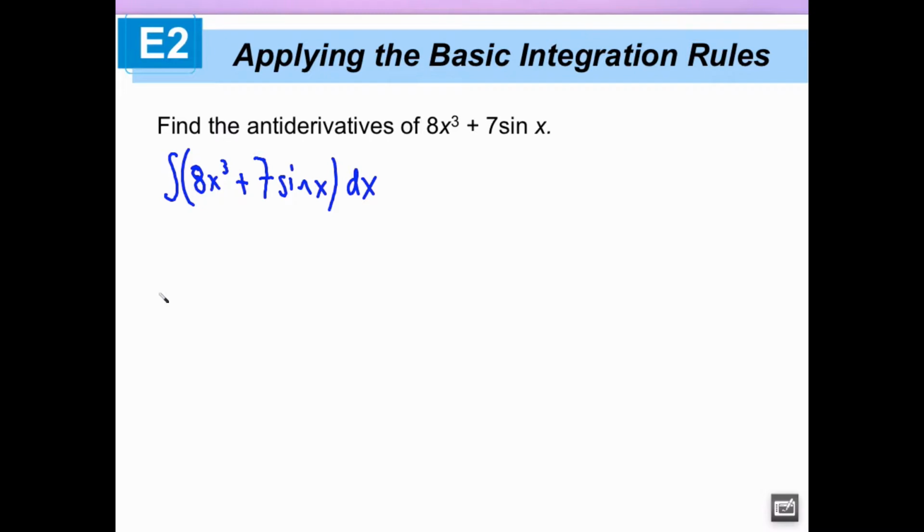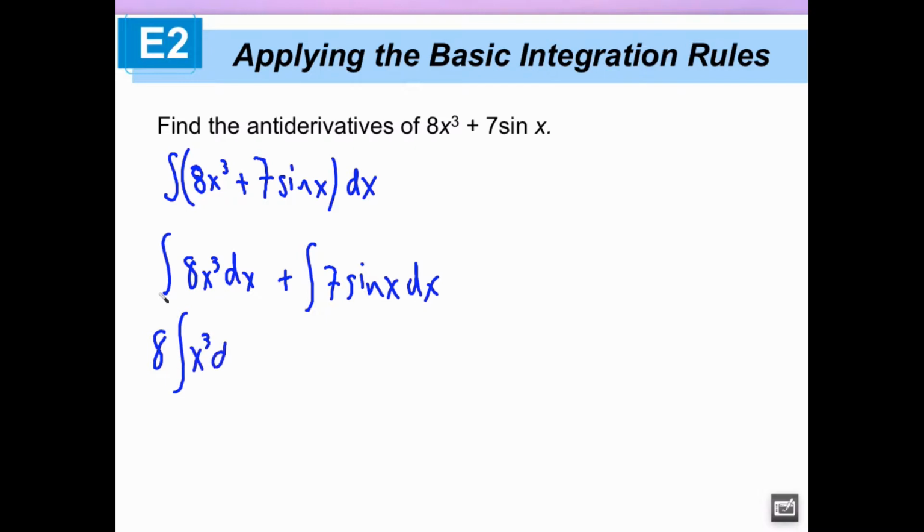The same basic rules that we used in derivatives also apply to integrals, so we can break this into separate integrals. You're not going to do this, but this is the same thing as the integral of 8x cubed dx plus the integral of 7 sine x dx, which is the same thing as 8 times the integral of x cubed dx plus 7 times the integral of sine x dx. And again, you're not going to go through that every step, but since we're starting with baby steps here, I wanted to break everything down.